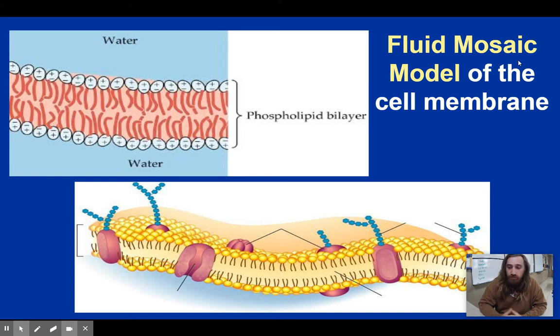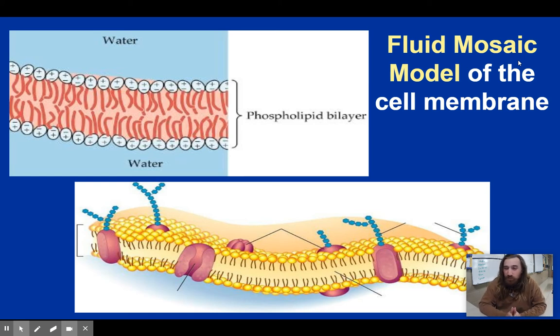Now, fluid refers to how it moves, okay? Being able to move fluidly just means that it's not rigid. So something like a marker is rigid. It doesn't bend, okay? It's stiff. This is a rigid structure. Something like a wire, though, is pretty fluid. It can move, it can bend, okay? Your cell membranes are fluid, and they're mosaic.